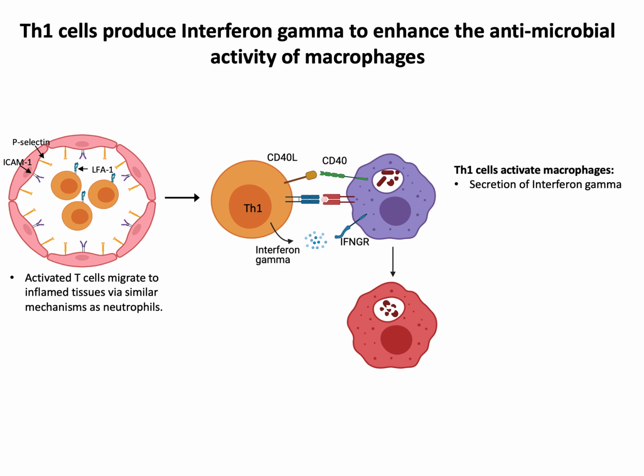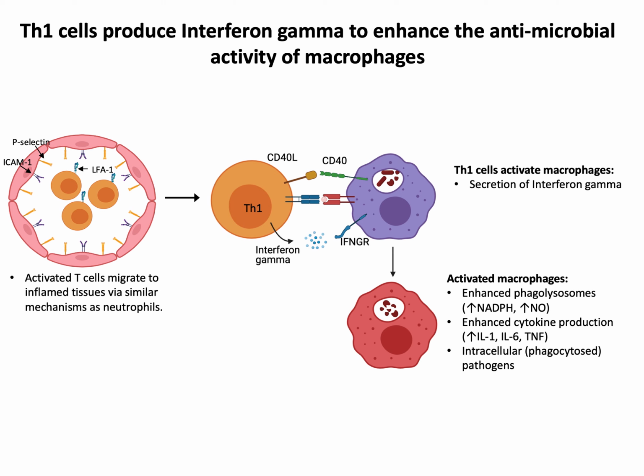What do I mean by this? Well, activated macrophages have enhanced phagolysosome function and enhanced cytokine production, and thus are much better at eliminating intracellular pathogens within their phagolysosome. And so this is an important mechanism whereby macrophages are able to eliminate pathogens that might have been able to initially resist the effects of the phagolysosome.